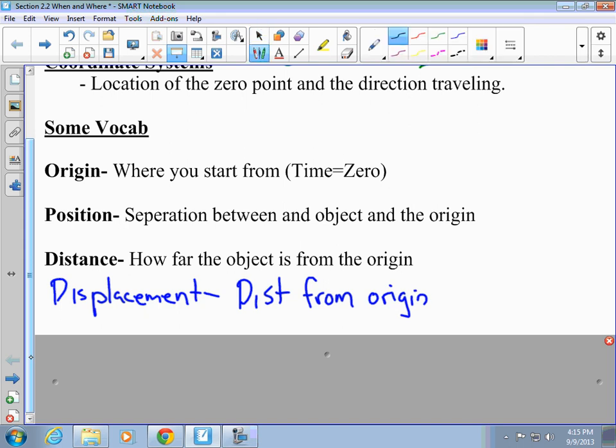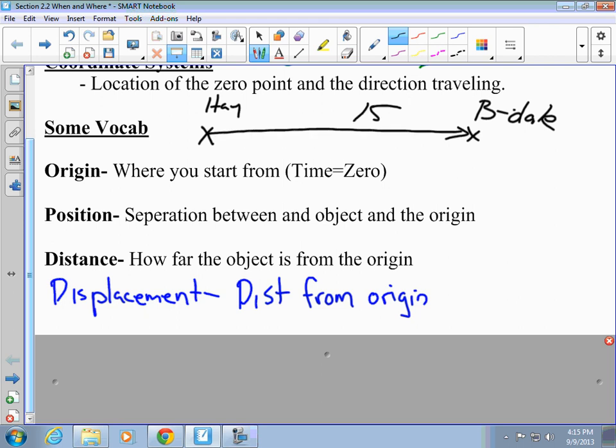To clean up these two ideas, if we are driving a car from Hayfield to Brownsdale, they're separated by 15 miles. If I go from Hayfield to Brownsdale and back, the total distance I have covered is 30 miles. But my displacement, my distance from my origin, since I started in Hayfield and finished in Hayfield, is 0. That's the difference between distance and displacement.